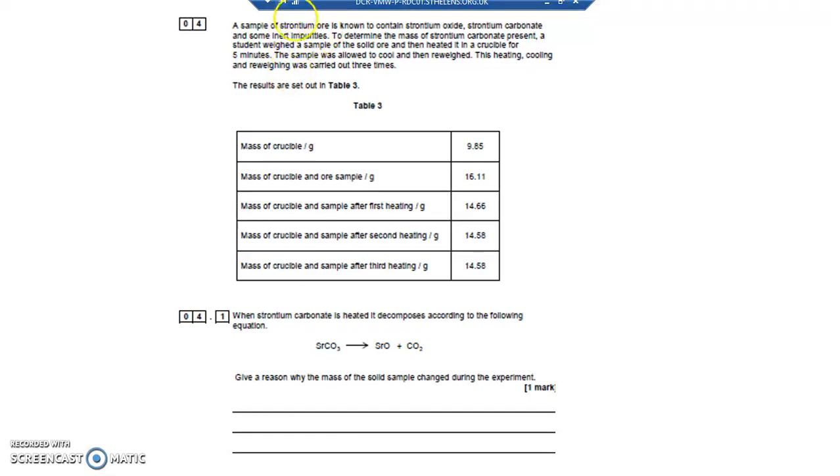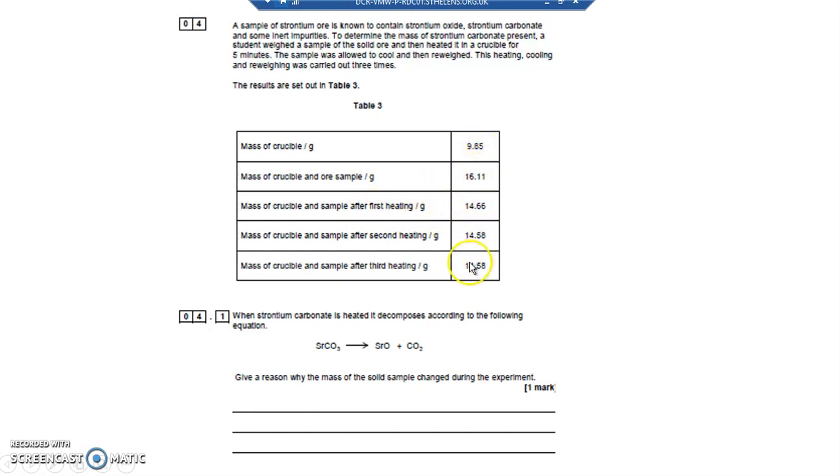Question 4. A sample of strontium ore, so an ore is a chemical that we dig from the ground, is known to contain some strontium oxide, some strontium carbonate and some impurities. So what they've done is they've taken a mass of a crucible, that's the vessel that they're going to heat it up in. The mass of the crucible and the ore is 16.11, so if I subtract those two I can work out the mass of the ore on its own.